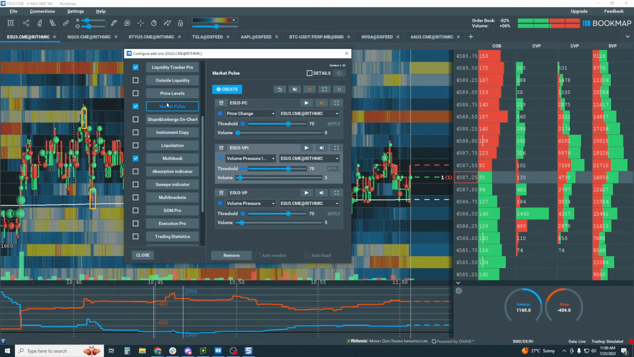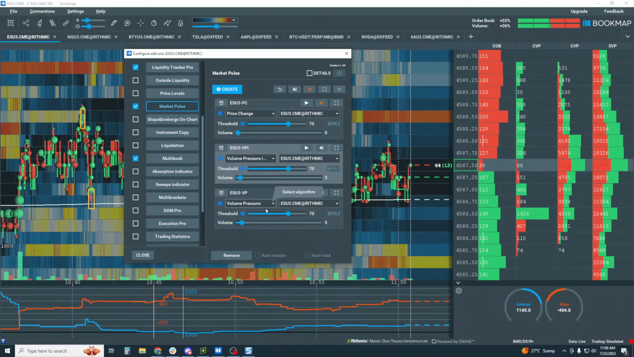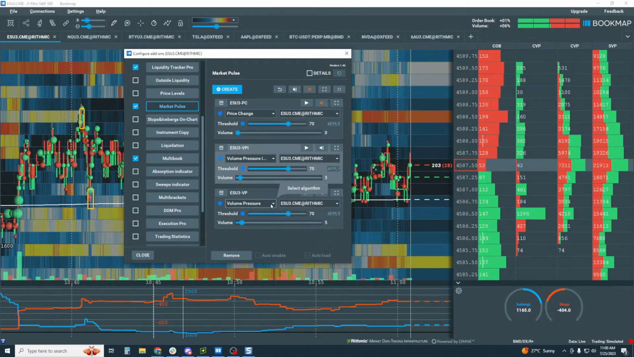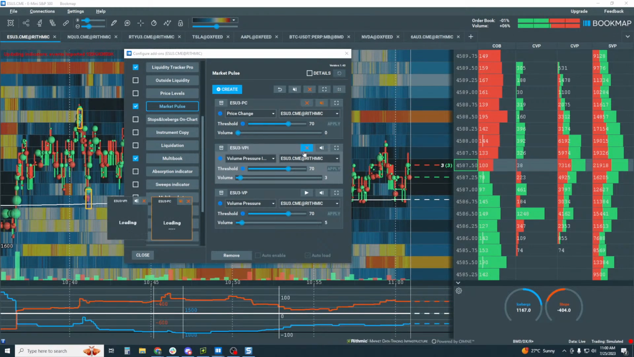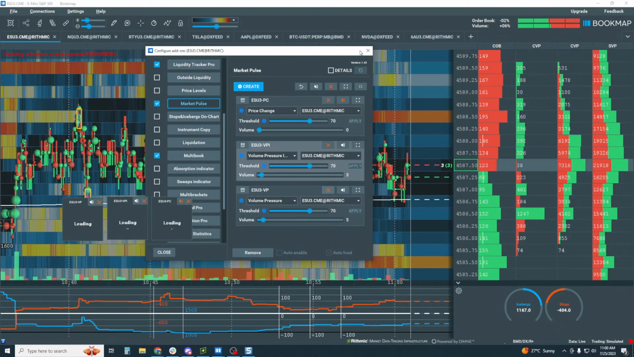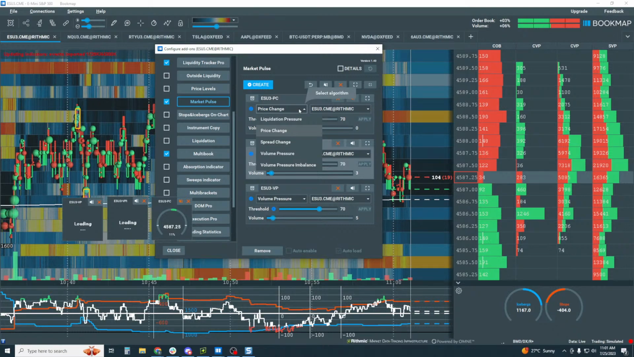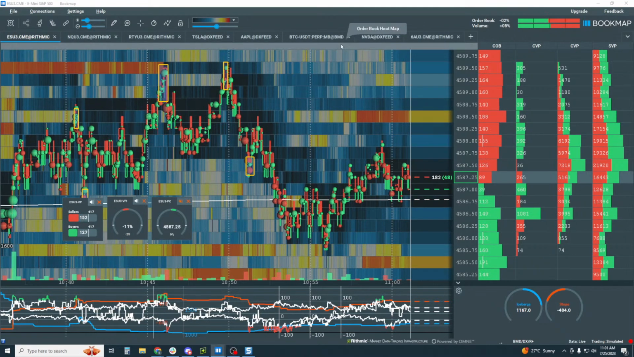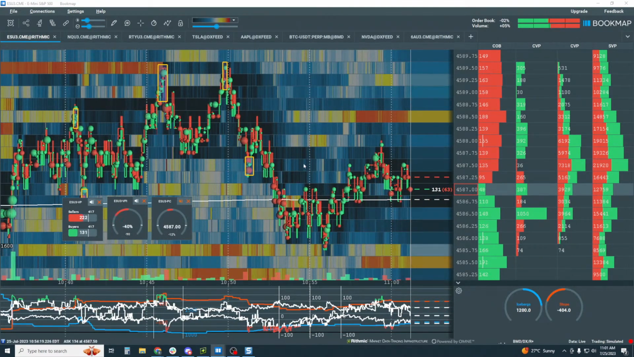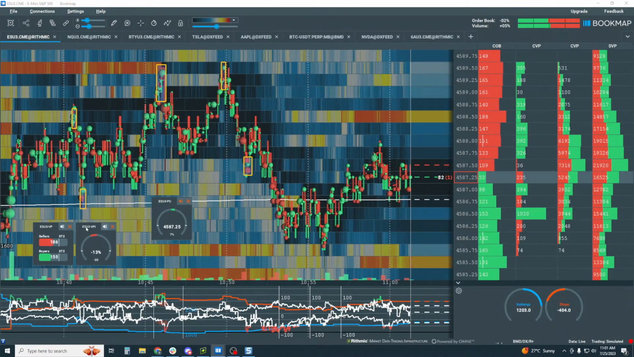There it is. Okay, so I got price change, volume pressure imbalance, and volume pressure. Okay, is that the one? These are the ones you want me to look at, Stephen? Let's open them up. Yeah, let's look at those. Yeah, these are great. I really like the Market Pulse tool a lot. A lot of you guys do.